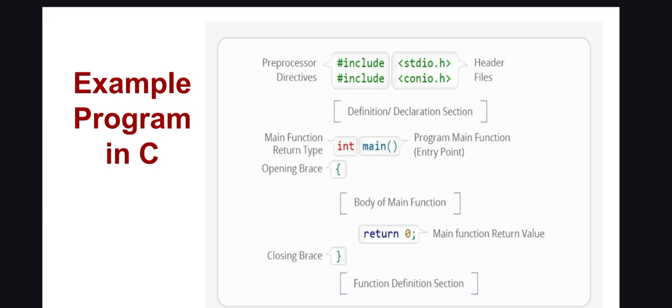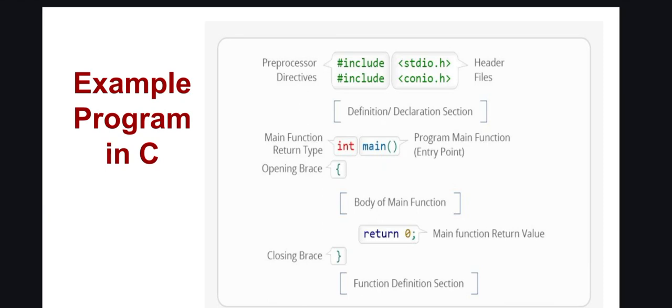Why? Because the main function should return the value whatever is specified before the main function as the return type. So it is taken as int. Int means integer return type. So we need to return some integer value like 0 or 1. For that reason we are representing in this way.